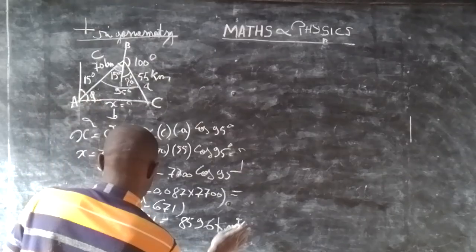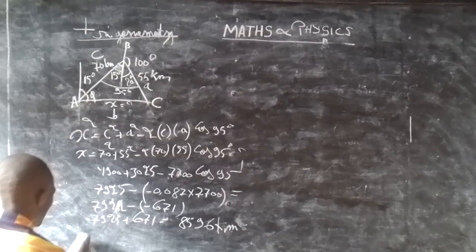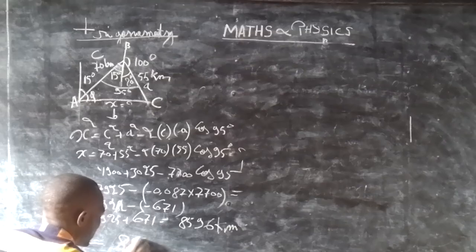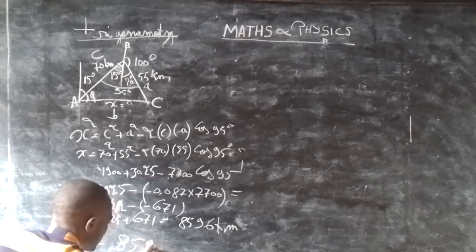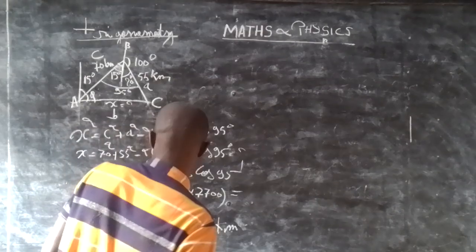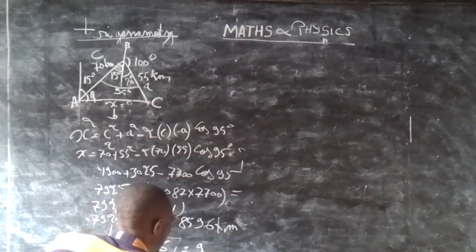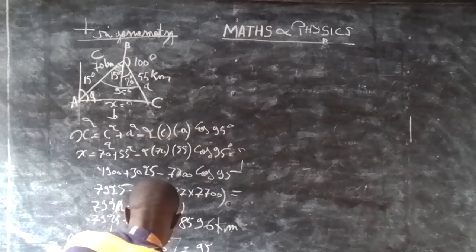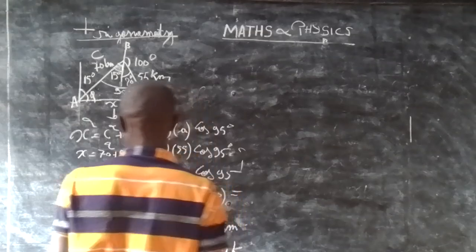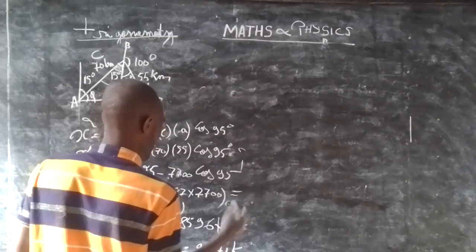Yes, this is kilometers squared. So our x will be equal to the square root of that number, which is 92.71 kilometers. This is the side which we were asked to determine.